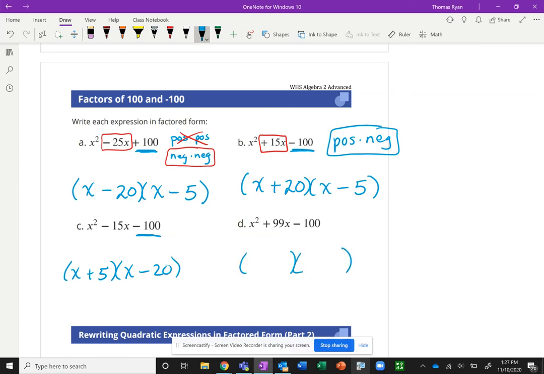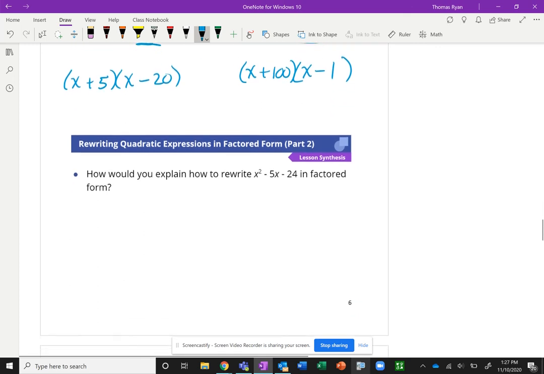And then lastly, it's a negative C term, so I'm going to have an x plus and an x minus. 99, so I know I'm going to have to use the factors 100 and 1. So 100 gets the positive, 1 gets the negative. We're doing it. We're doing it.